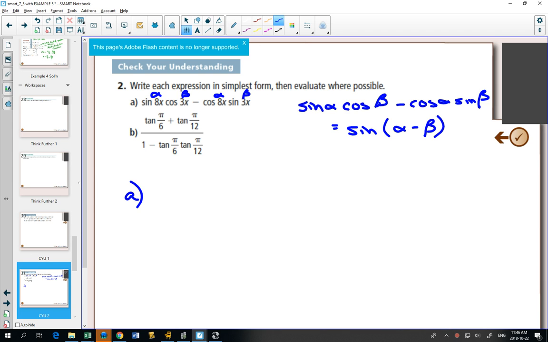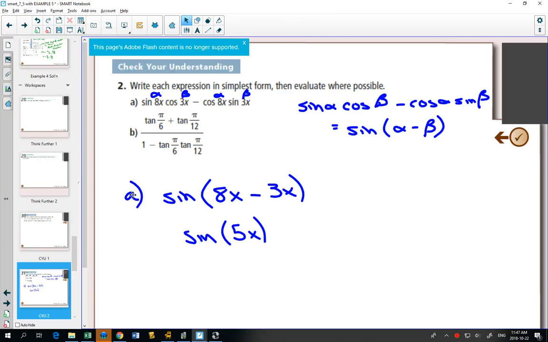Alpha minus beta. So we can take the first one and rewrite all of that as sine alpha, which is 8x, minus beta, which is 3x. That simplifies to sine 5x. You can. That's not like equals here is fine.